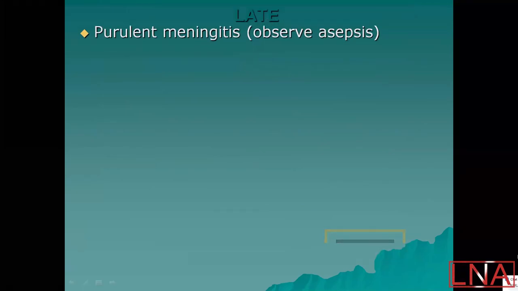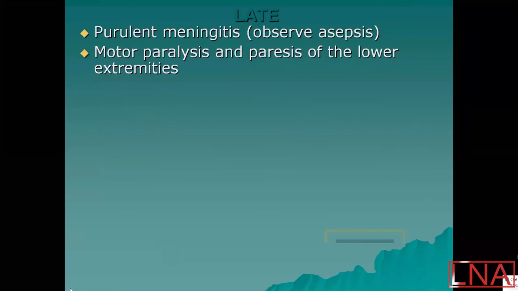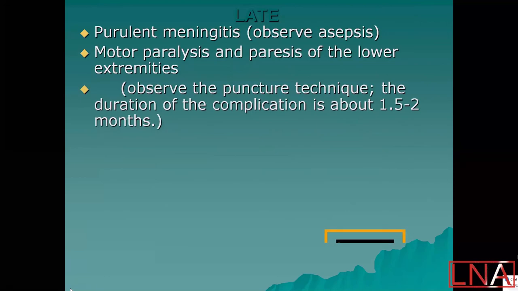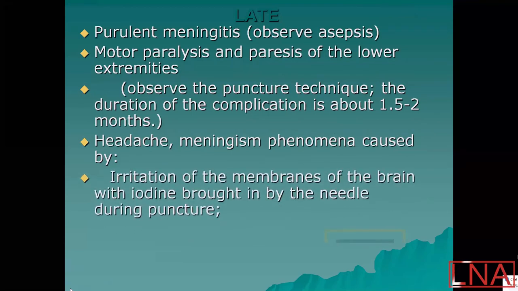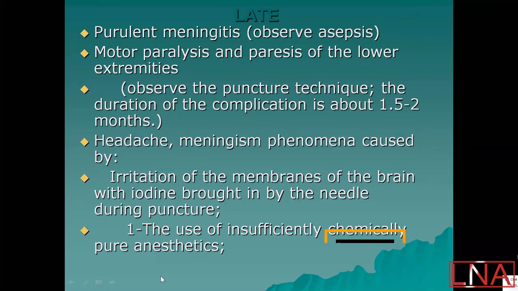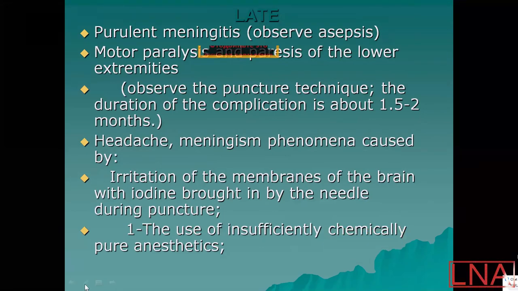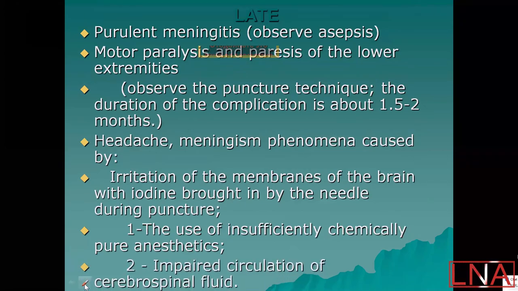Purulent meningitis. Motor paralysis and paresthesia of lower extremities. Observe the puncture technique. The duration of this complication is about 1.5 months. Headache, meningitis, pneumonia caused by irritation of the membranes of the brain with iodine brought by the needle during puncture. The use of insufficiently chemically pure anesthetics. Impaired circulation of cerebrospinal fluid.